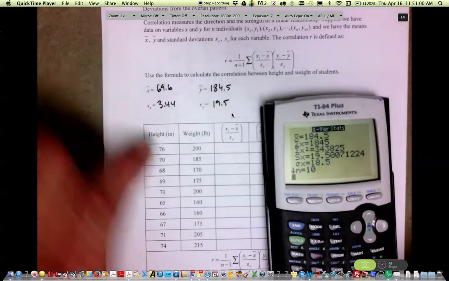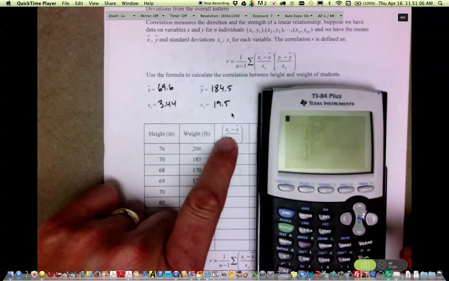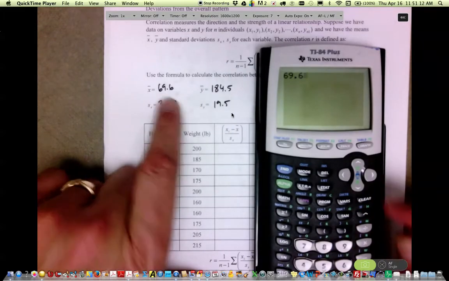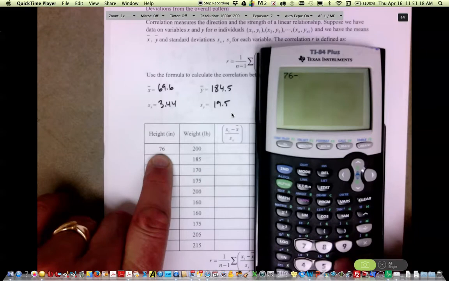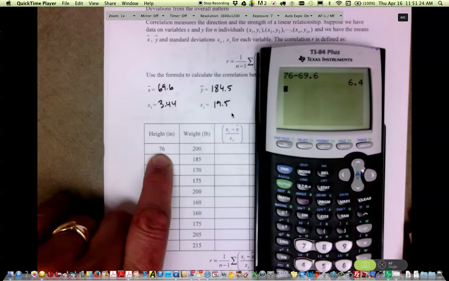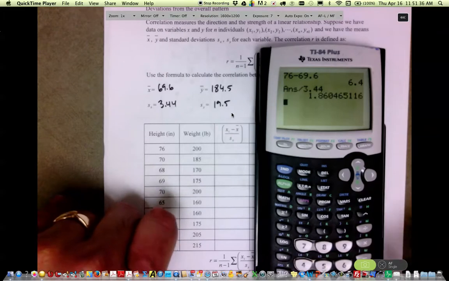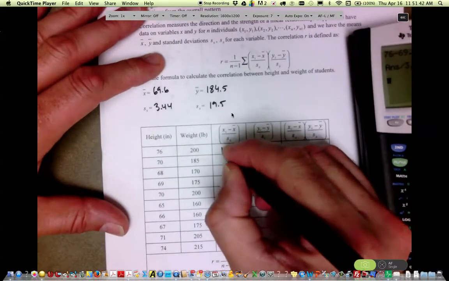Okay, so if I look at this first kid, I want to calculate his z-score. By the formula, it says take his height, 76, subtract 69.6. Then I'm going to hit enter. And so this kid is 6.4. That's going to tell me that he's 6.4 inches above the average. And then we're going to divide that by the standard deviation, which was 3.44. So he's going to have a z-score for his height that is 1.86. I'm going to put that number right here.